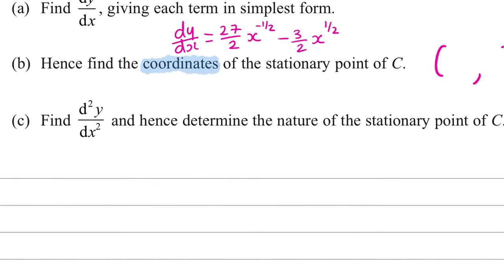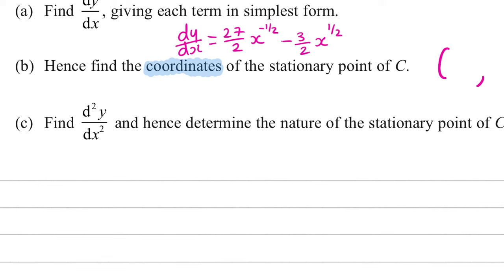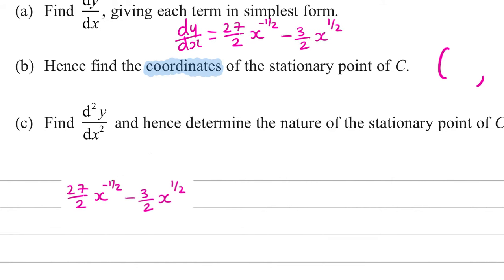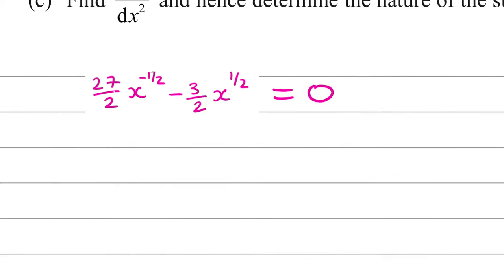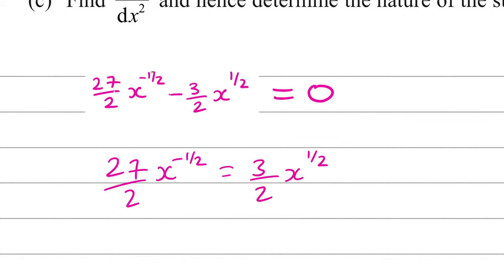The gradient equals 0. So this means, okay, if the gradient equals 0, this means that this equals 0. Now, some people really overcomplicated everything here. Let's just take a deep breath. Perfect. Okay. Right. So 27 over 2x to the negative a half equals 3 over 2x to the positive a half. Yeah?